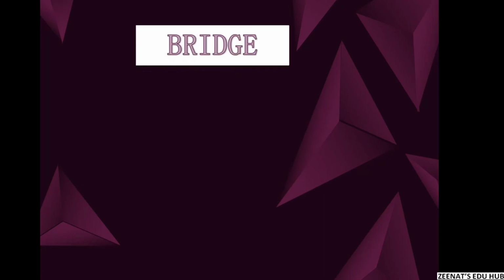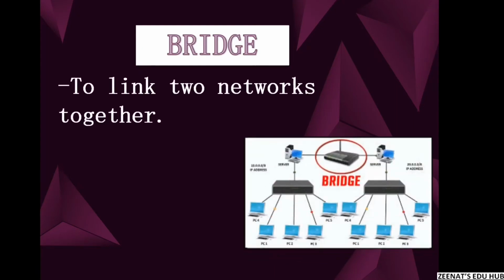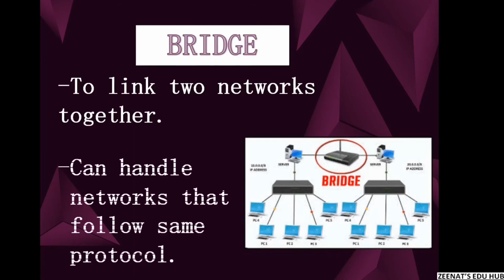Next is bridge. As the name itself indicates, a bridge is a device that allows you to link two networks together. Bridge is aware of which computers are on which side of the bridge, so accordingly it allows only those messages to be transmitted to the other end of the bridge. Another important thing is that a bridge can handle or link only those networks that follow the same protocol or predefined sets of rules.